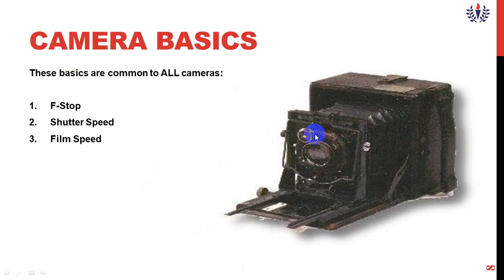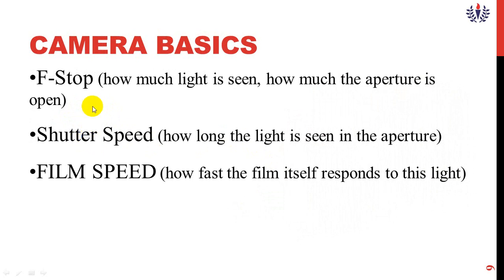Now in SLR cameras, there are generally three important parameters. One is f stop, the second one is shutter speed, the third one is film speed. F stop, shutter speed, film speed. Now f stop has two types: one is lower f stop, another one is higher f stop. What is f stop? F stop means how much light we can see and how open the aperture is. That is f stop.